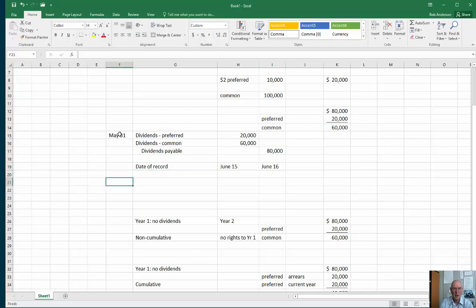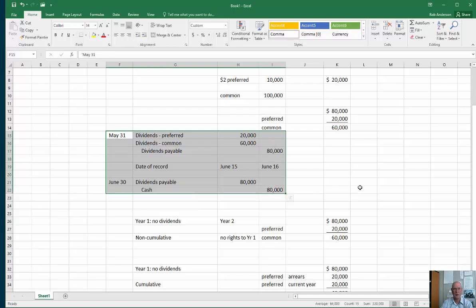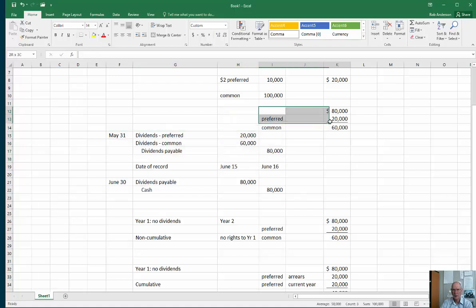And then we have the date of payment. So the date of payment we'll just say is June 30, and we simply pay. And when we pay, we're paying off our liability, that is 80,000, and we're paying cash 80,000. So there we have an example of the journal entries that would go with this.